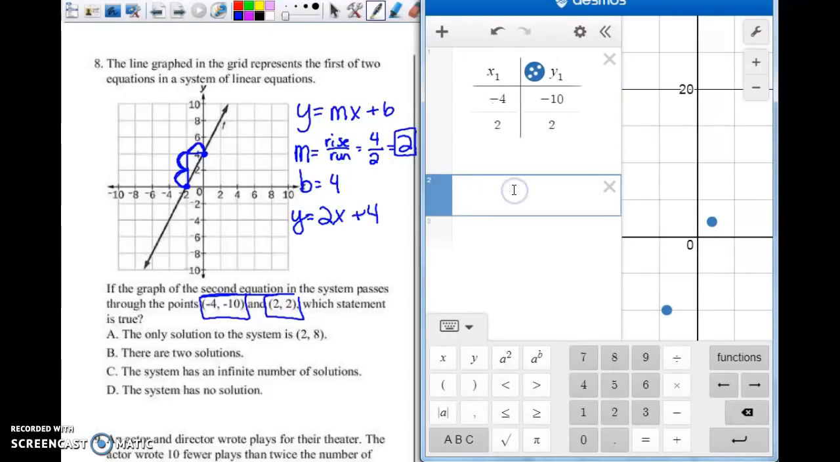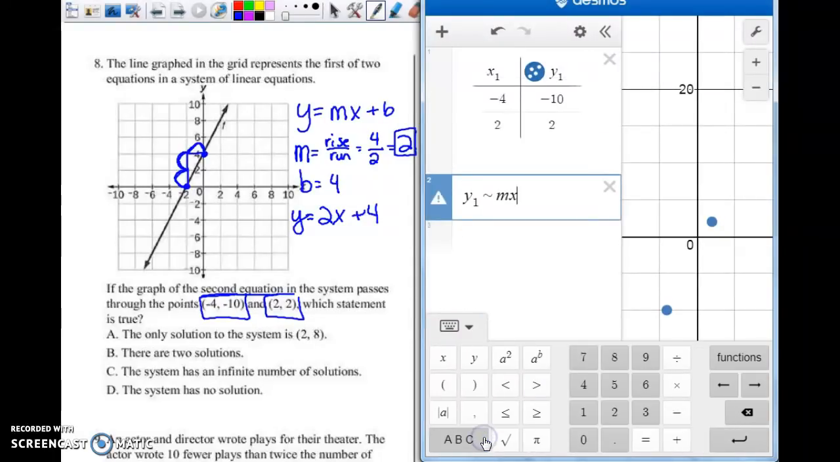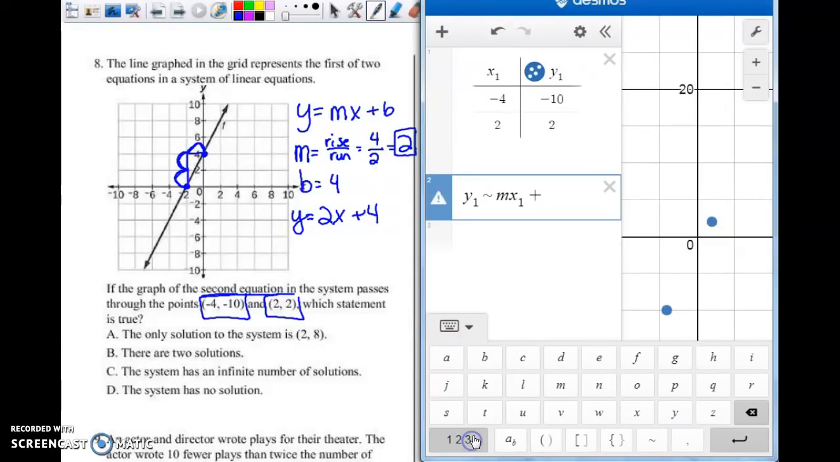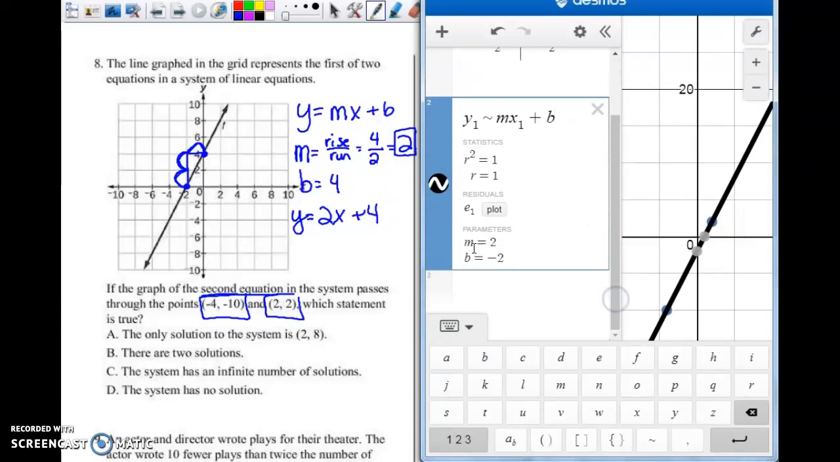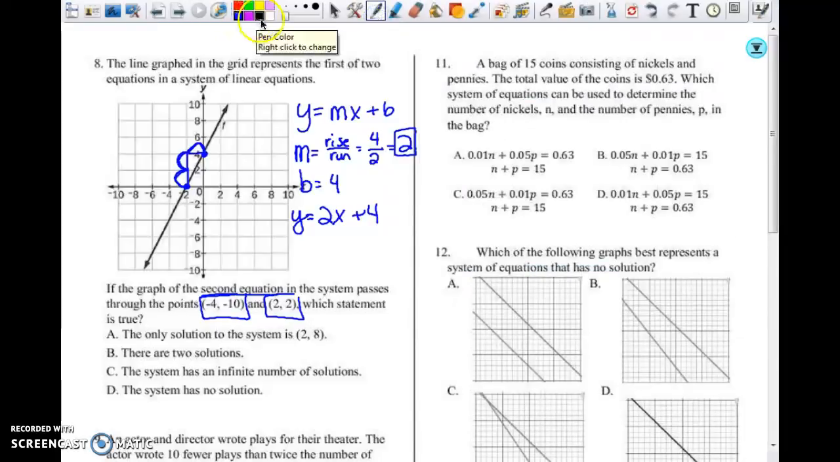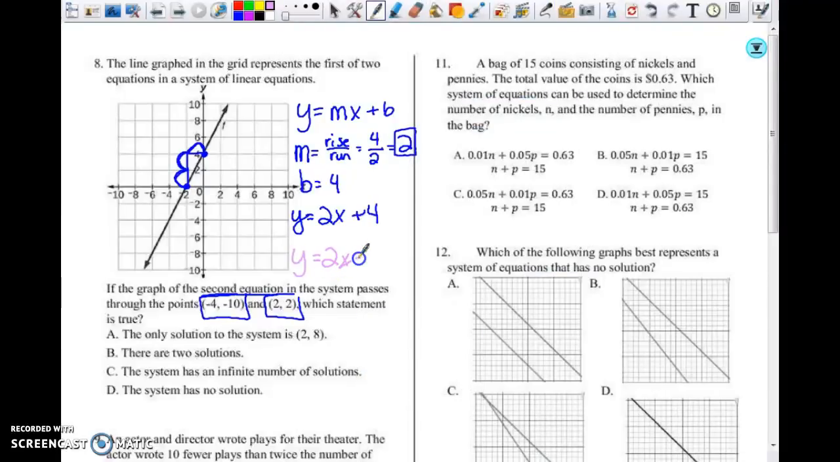All right, let's see. How do we ask it to give us the equation? We type in y1 approximately mx1 plus b. Okay, and it gives us the equation. The m is 2, the b is -2. So if we put that together, it's going to look like this one over here. I'll go ahead and do it in this color. Y equals, again, the m was 2, the b was -2. So 2x minus 2.